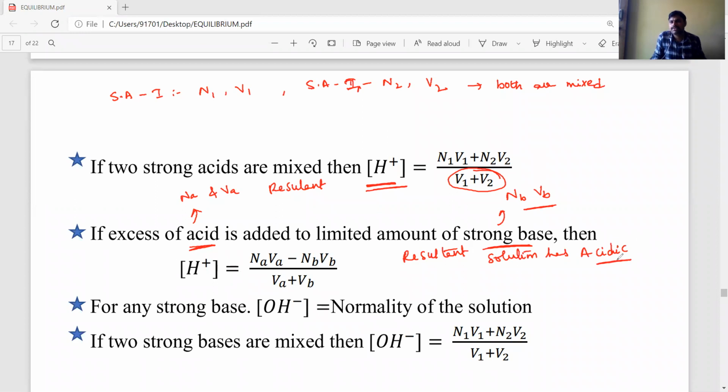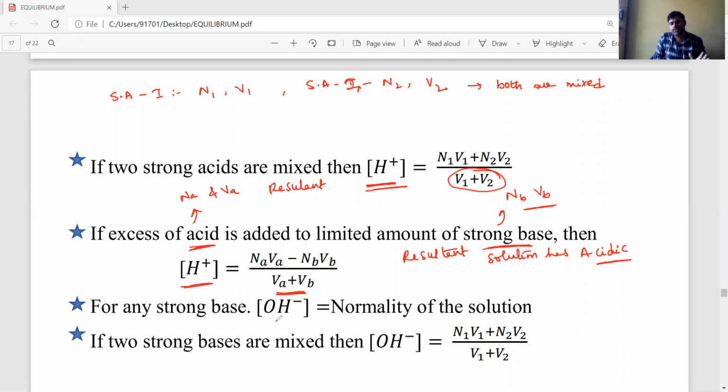Acidic. So if the resultant solution is acidic, it means it has H+ ion concentration. That H+ ion concentration is equal to (NaVa - NbVb) / (Va + Vb), divided by the total volume of the mixture. Okay.